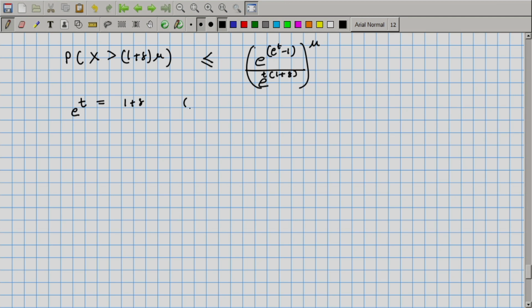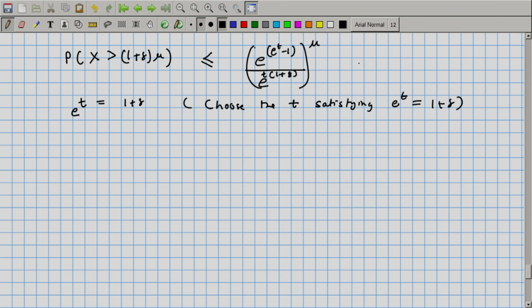So, choose the t satisfying this expression. Clearly that t is going to be positive. If t is 0 you will get 1. So, for t a little greater than 0 you will get 1 plus delta, as delta is some positive number.